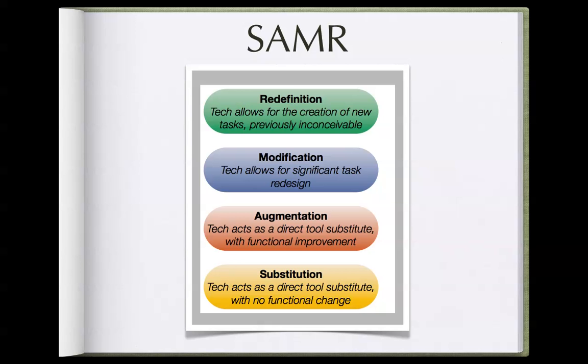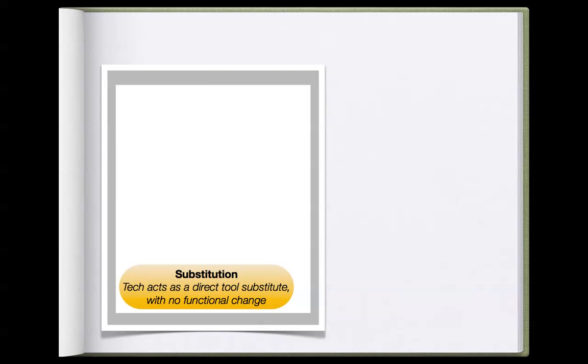We will take a brief look at each level in both a business setting and an educational setting to develop a shared understanding of the levels of technology use. Substitution is the lowest level of technology use. This is where technology acts as a direct tool substitute.